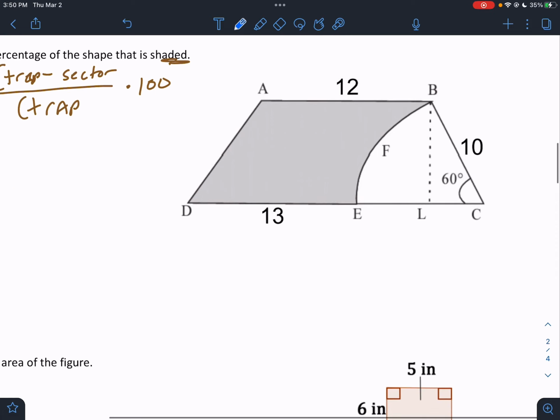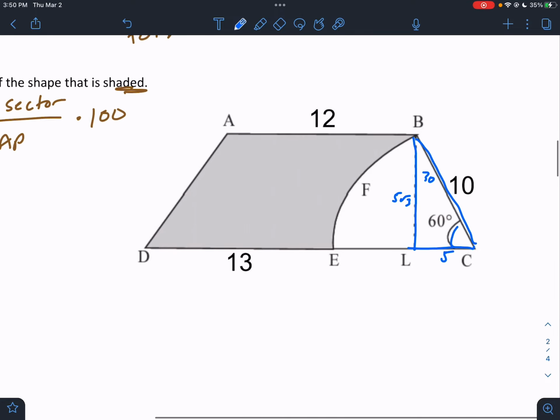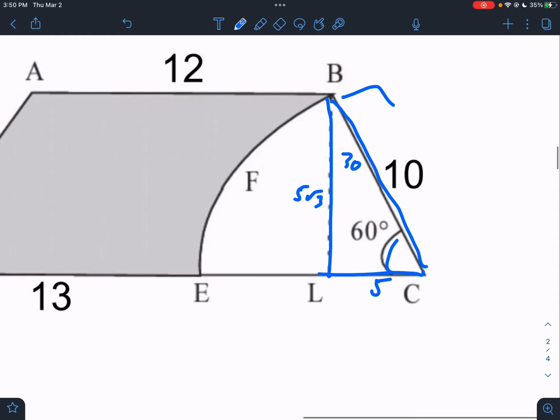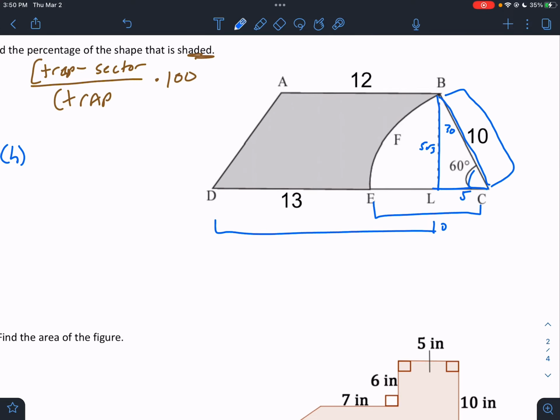And on this problem, we need to do some work. We drop this down. That's a 60. This would be 30. That means that this little part would be 5. Look at your 30, 60, 90 there. And this would be 5 root 3. Also, because this is a sector, if this distance is 10, then this distance is 10. The radius of a circle is equal in all directions. So that means the whole base is 23.